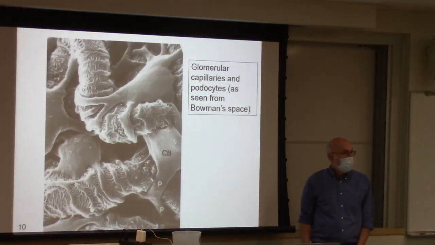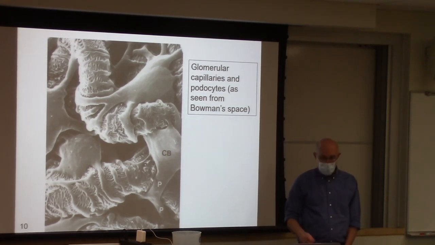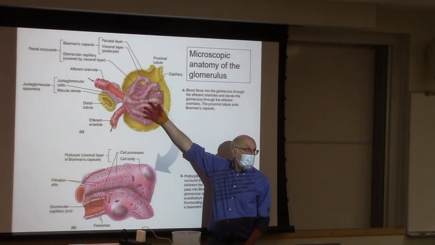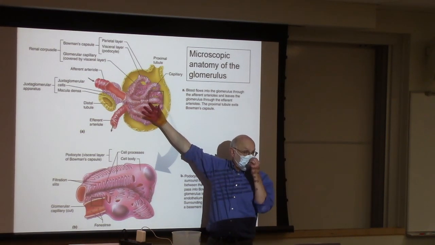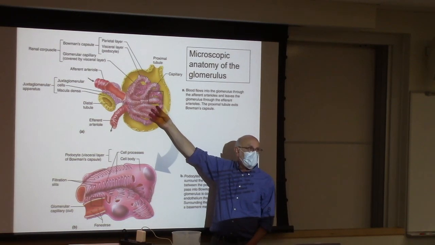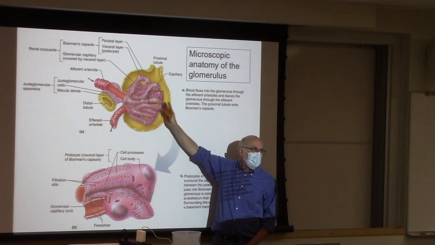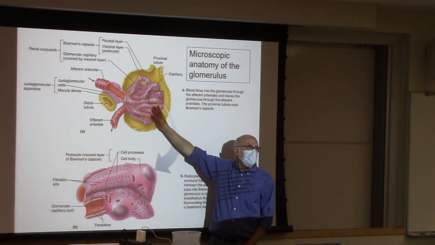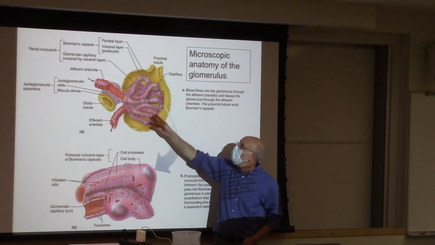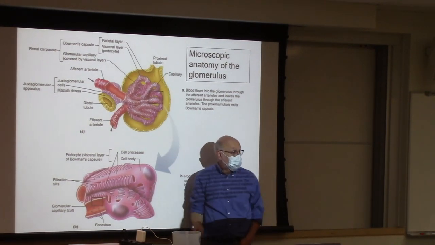You said it leaks into Bowman space? The fluid leaks into Bowman space. So the fluid leaks from the plasma going through the glomerular capillaries, through the endothelial cells, and we'll talk about the windows, the fenestrae in the endothelial cells. So holes in the endothelial cells, slits in the cells that surround and support it, and the fluid collects in this space here, and it's going to go out the proximal tubule.